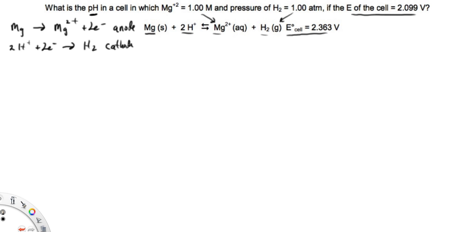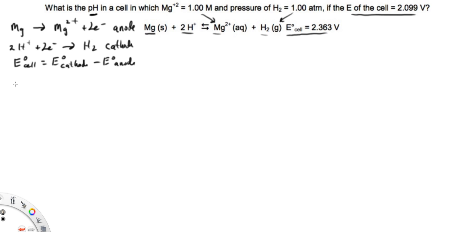We would look up the half cell potentials and calculate E0 of our cell. It's already been given to us as 2.363. But this would be E cell is going to be E0 of my cathode minus E0 of my anode. So it's already been given. I just wanted to show you as a review how to calculate that.